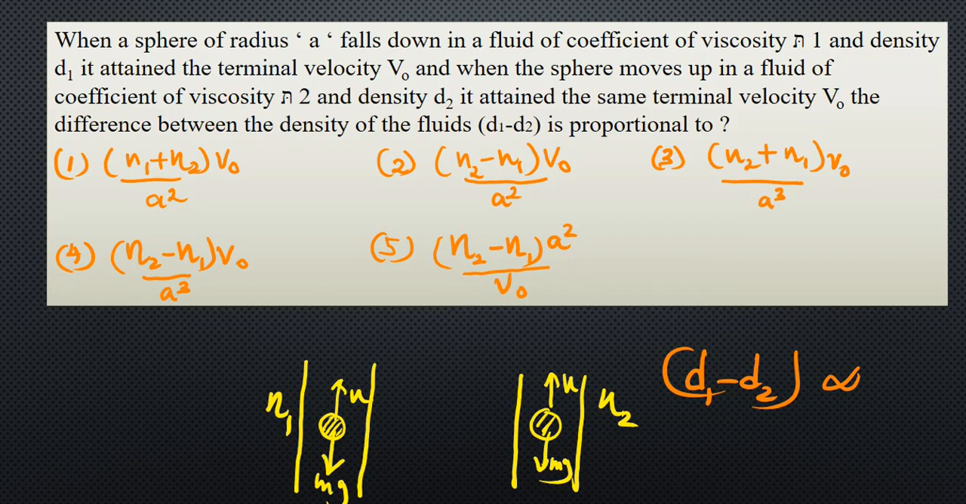When a sphere of radius a falls down in a fluid of coefficient of viscosity eta1 and density d1, it attains the terminal velocity v naught, and when the sphere moves up in a fluid of coefficient of viscosity eta2 and density d2, it attains the same terminal velocity v naught. The difference between the density of the fluids is proportional to what? Alright, let's get into the equations now.